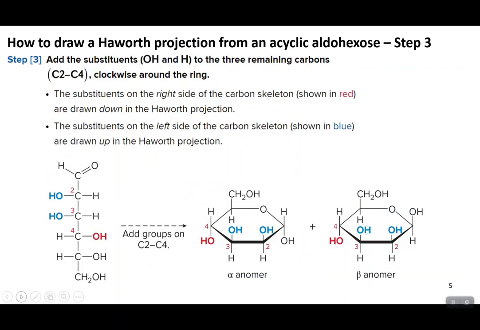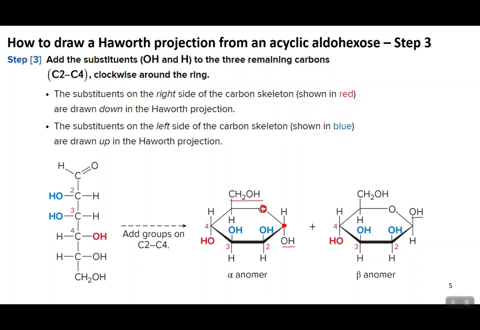Once you have done that, you have placed your oxygen on the upper right-hand corner. You placed your CH2OH group on the carbon that's to the left of that. You identified your anomeric carbon, which is the carbon to the right of that oxygen. Then you placed your OH either below or above the ring. Now you need to place the remaining substituents.